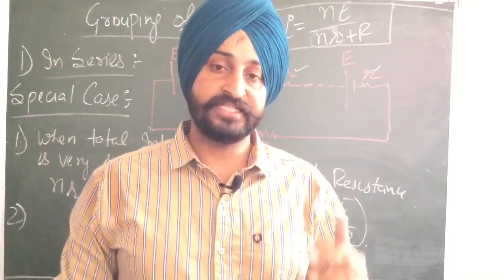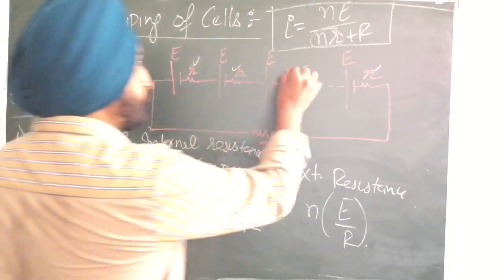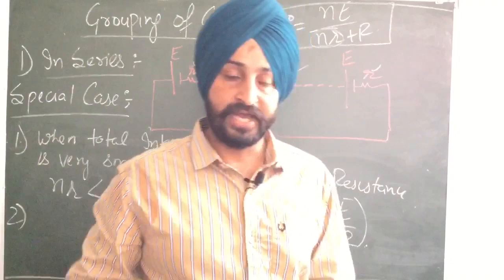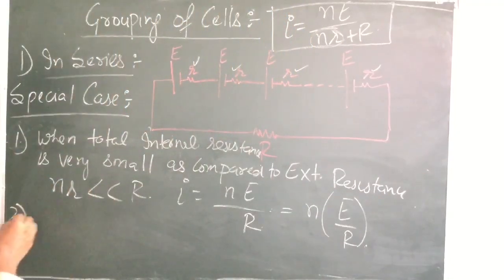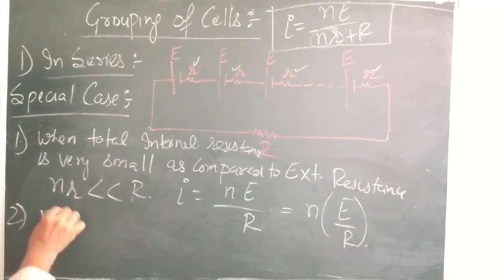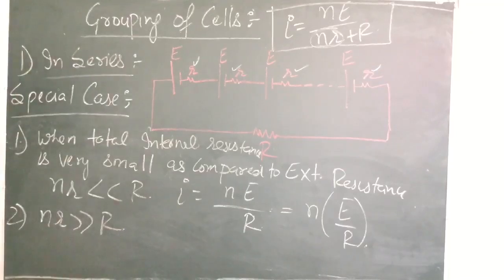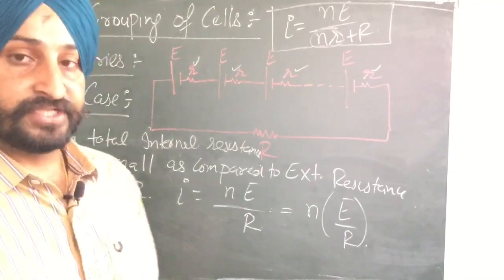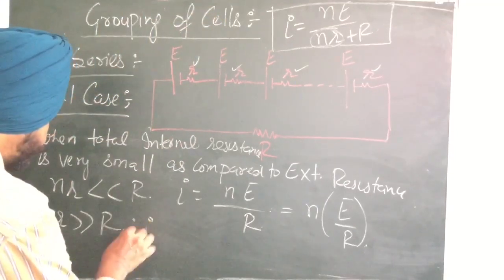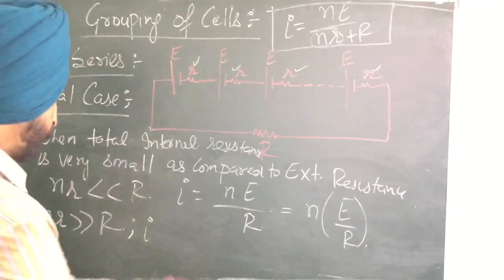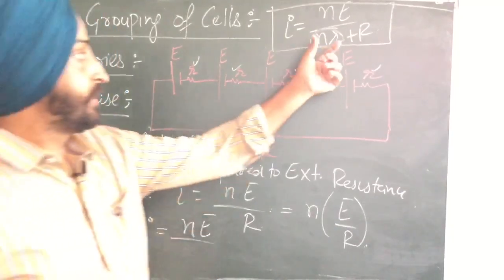And our second special case is when we are considering that the internal resistance of all these cells is very large as compared to external resistance. That means these internal resistances are quite large as compared to external resistance. That means the second special case will be when nr is quite greater than external resistance. That means external resistance is very small. So in that case our current would be equal to nE over nr plus R.